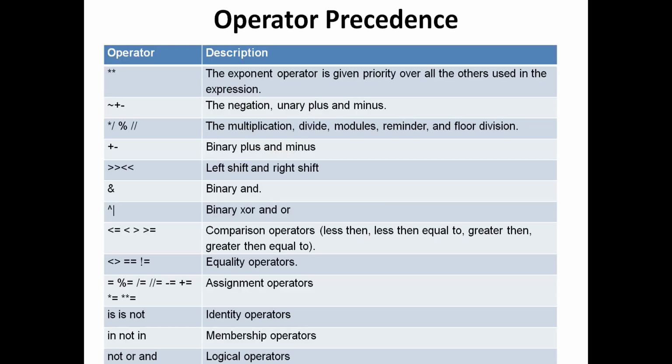Next one, operator precedence. The precedence of operators is important to find out since it enables us to know which operator should be evaluated first. The precedence table of the operators is on the screen. You can see it. We have different types of precedence operators.